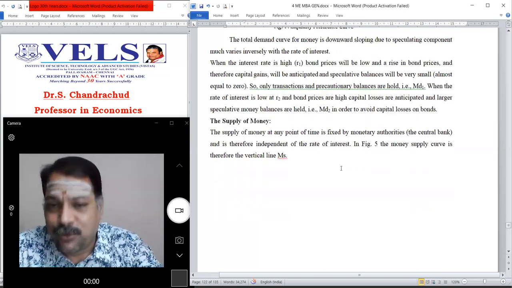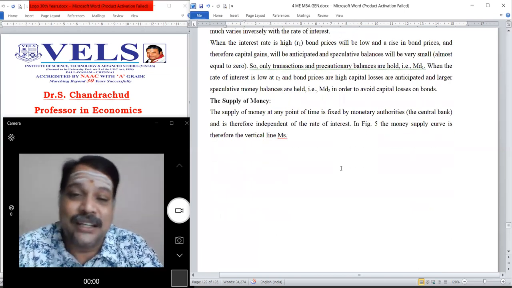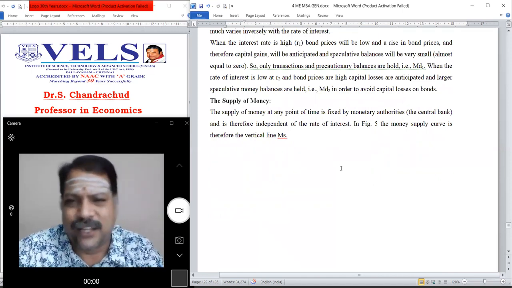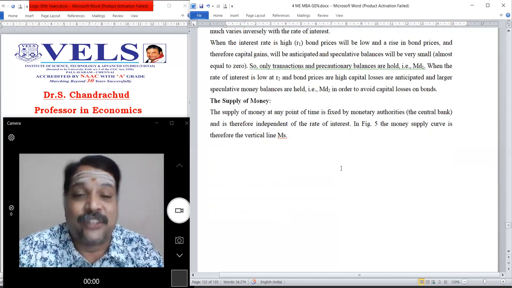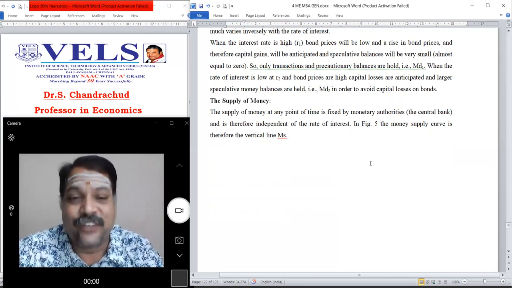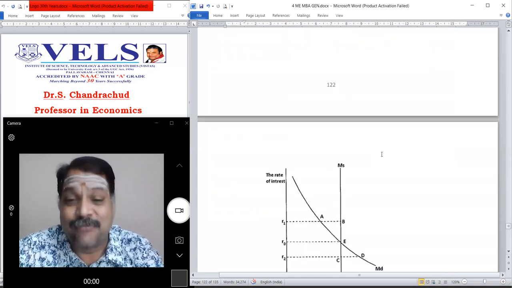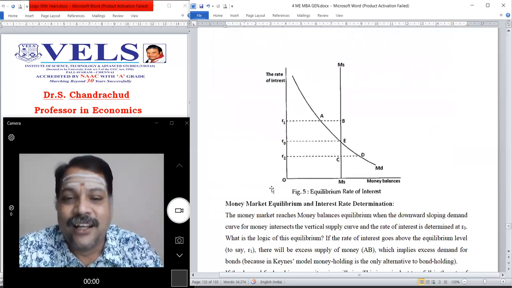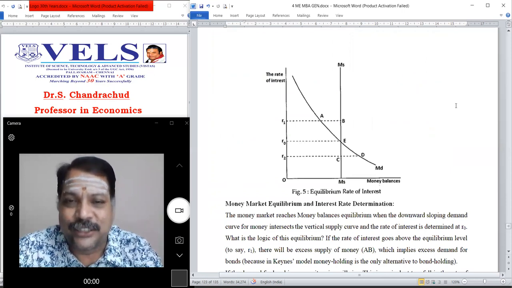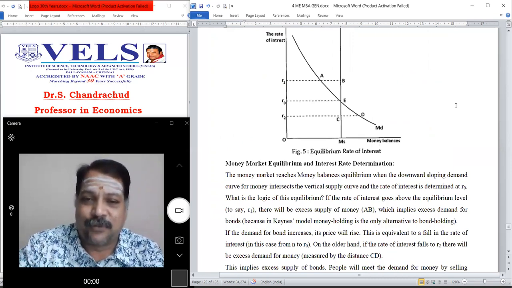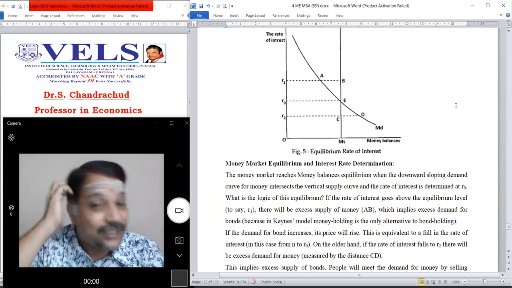Now, let us move to the supply of money. The supply of money at any point of time is fixed by monetary authorities, normally the central bank of the country, and therefore it is independent of the rate of interest. You can see the next figure, figure 5, the money supply with the line MS. The money balance is measured in the horizontal axis, and the rate of interest is measured in the vertical axis. MS is the supply curve.